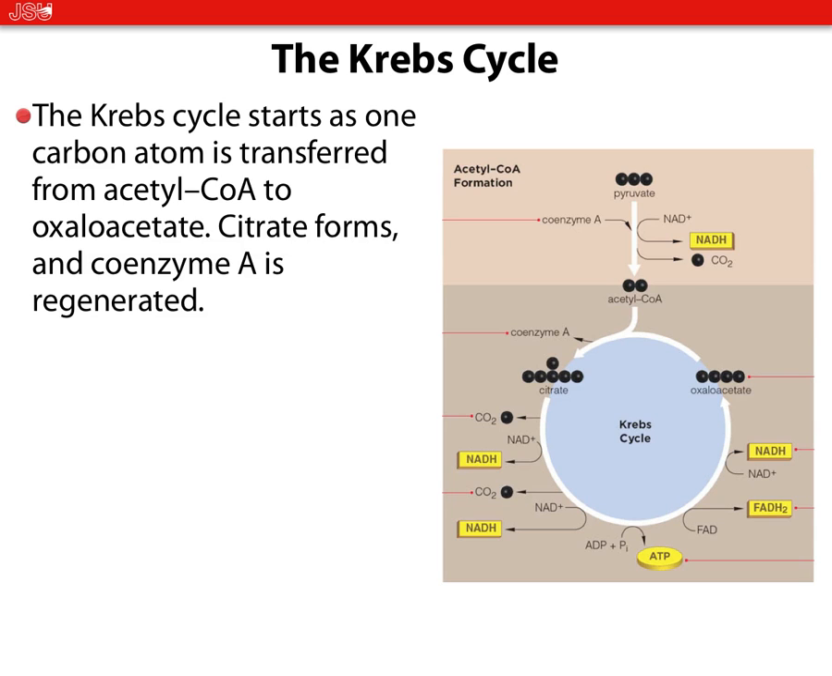A carbon and 2 oxygens come off. That's the CO2, carbon dioxide. NADH is made. Another CO2, carbon dioxide, comes off. NADH is made. ATP is made. FADH2 is made. NADH is made. What do you need to know about this? These are all energy sources. ATP is an energy source.